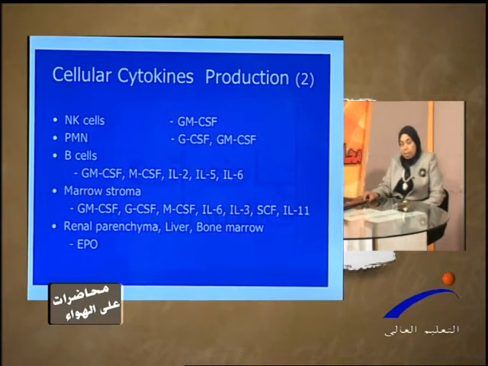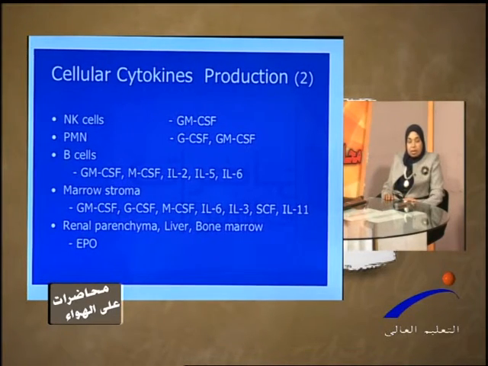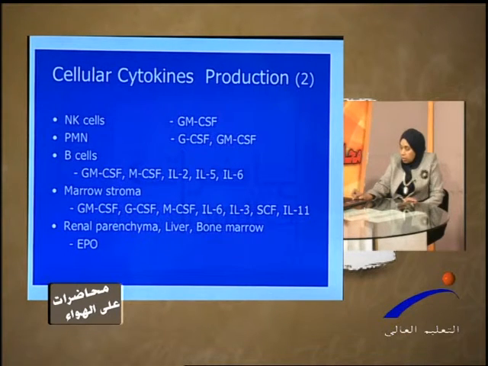The renal parenchyma is important for us because it provides erythropoietin. Erythropoietin is the pacemaker that controls erythropoiesis. In response to hypoxia, the kidney produces this erythropoietin, which is going to stimulate erythropoiesis.